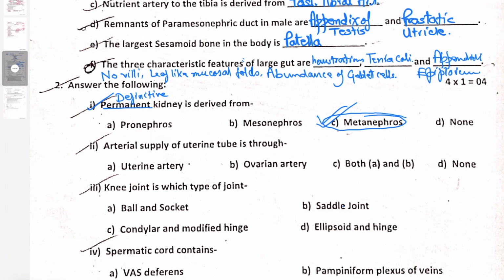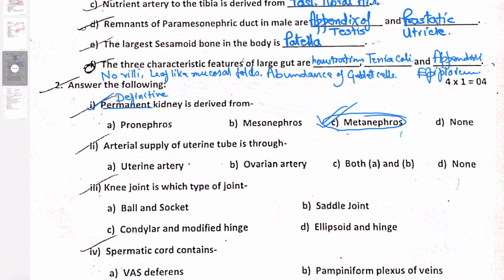Next MCQ: arterial supply of the uterine tube is through uterine artery, ovarian artery, both A and B, or none. So an easy type of question. I believe you all must have marked it correct. Of course, the uterine tubes receive blood supply from both sides. From the lateral side, it will be perfused by the ovarian artery, and from the medial end, it will be perfused by the uterine artery.